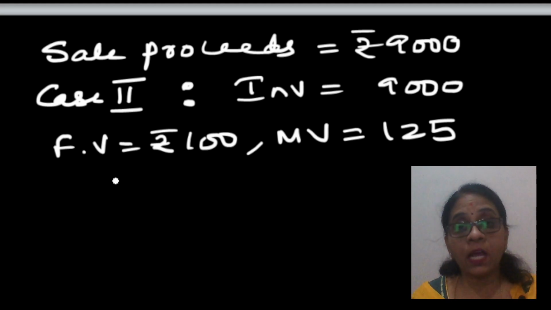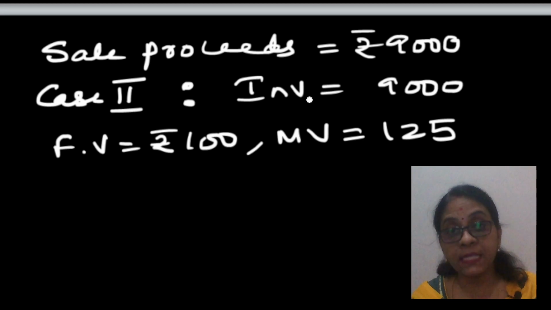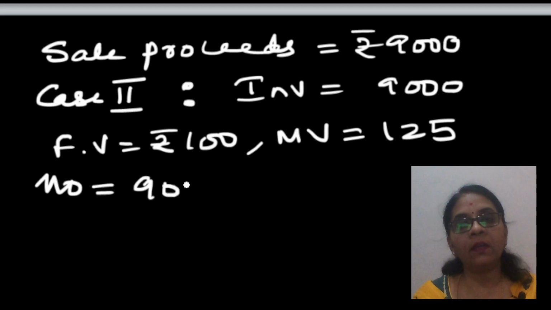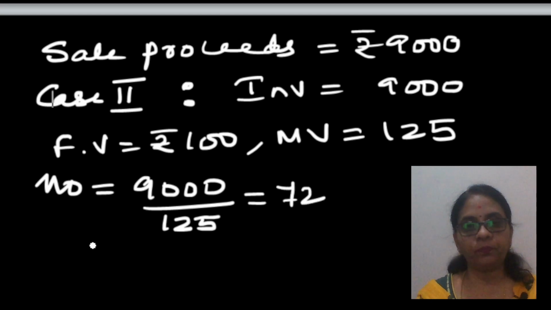Now, the question asked is, what is the sale proceeds? We found the number of shares he buys in the rupees 125, number of rupees 125 shares he buys, or number of shares he buys in the second company. Anyway, the number is equal to 9,000 by 125, 9,000 by 125, which brings it to 72.